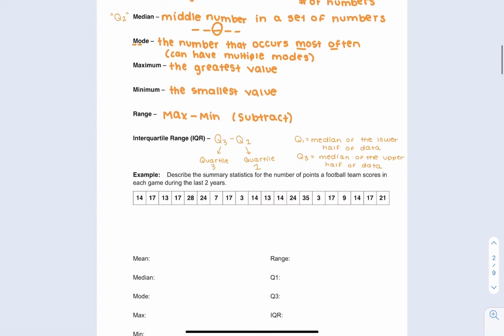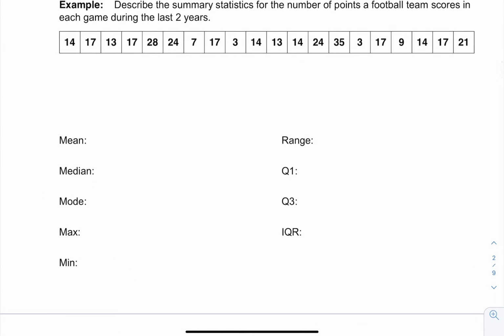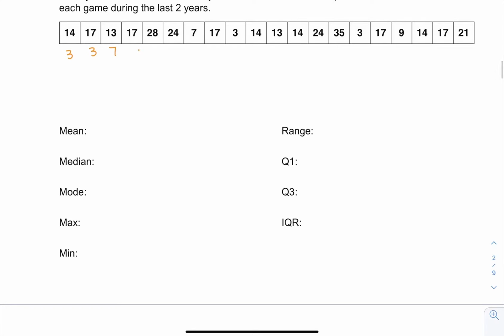So what we're going to do is describe this data set. So we have the summary statistics for the number of points a football team scores in each game during the last 2 years. The first thing that you want to do is put your data in order. It's going to make it a lot easier. So I'm going to go ahead and do that for you. It really helps to cross things off as you write them. But I have this written out, so I'm just going to zoom through this.